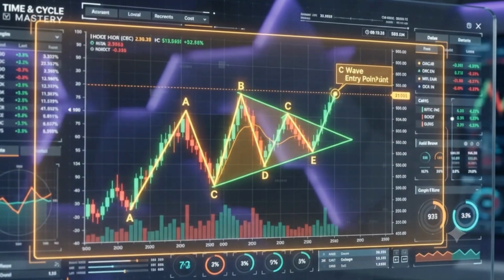The easiest high-profit setup in technical analysis. Capitalize on the corrective phase, catching the C wave.